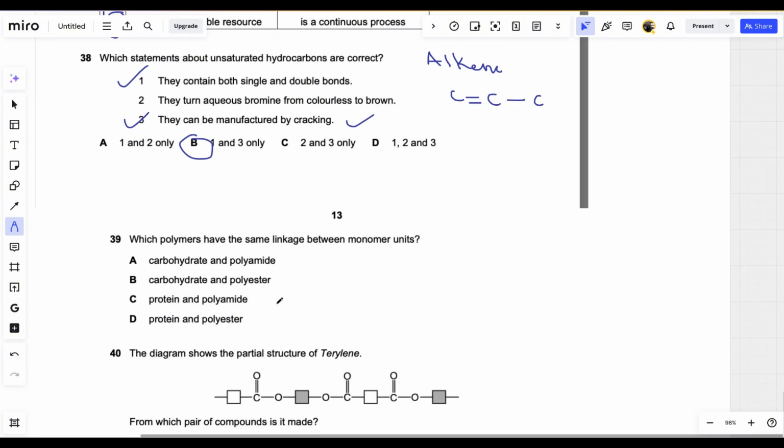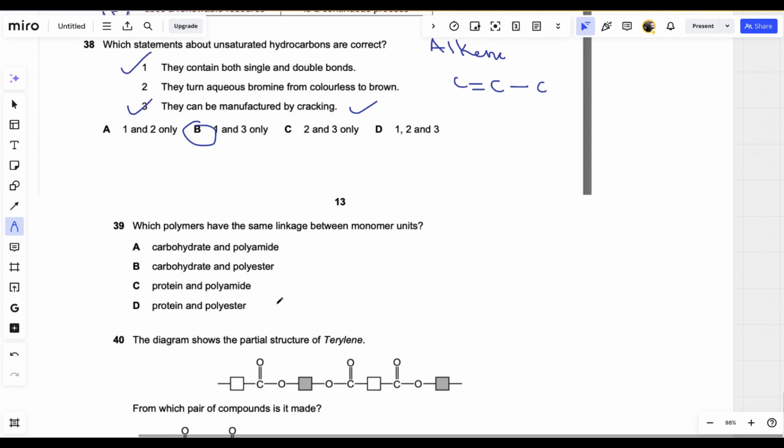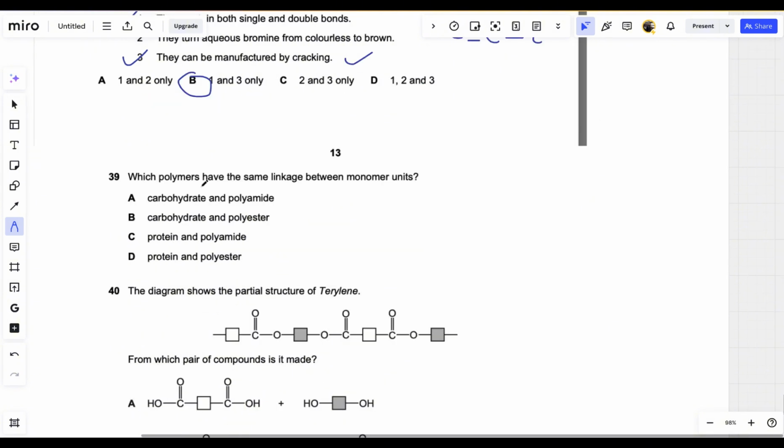Is that okay? Let's go to 39. Which polymers have the same linkage between monomer units? Carbohydrates and polyamide? No. Carbohydrates and polyester? No. Protein and polyamide? Yes. They have the same linkage between the polymer and the monomer. So C is the most correct one.